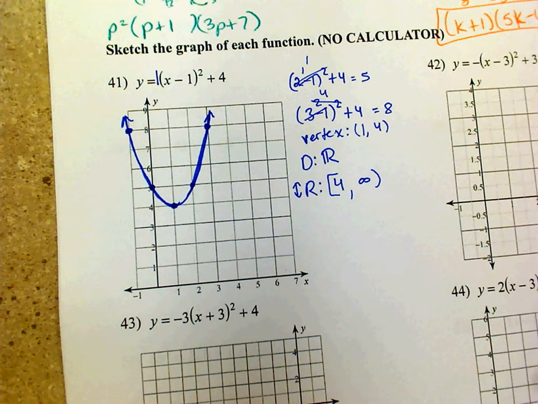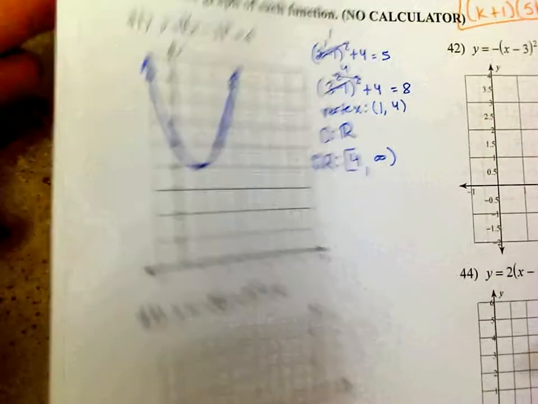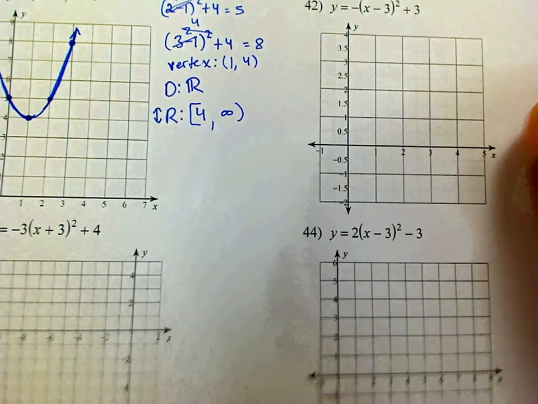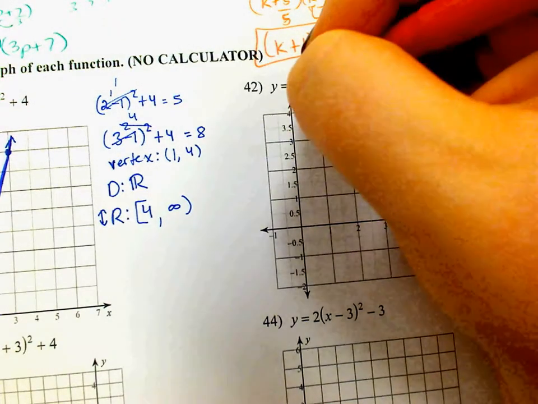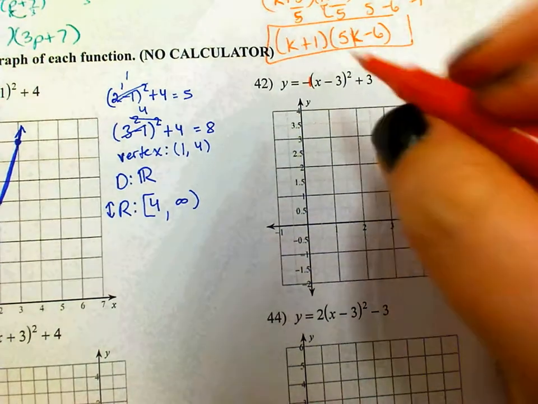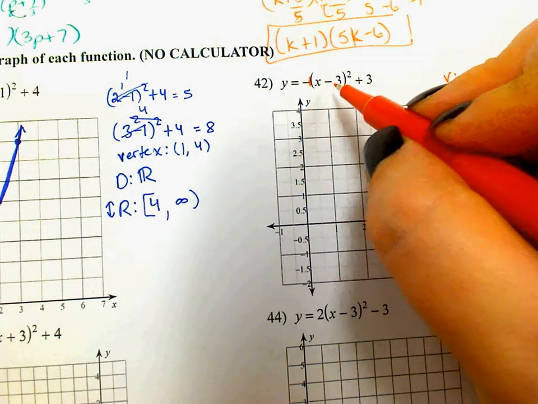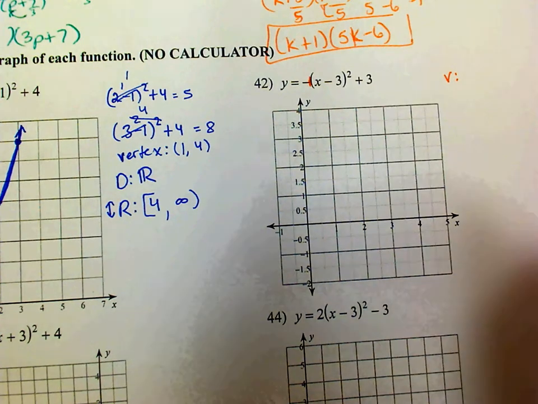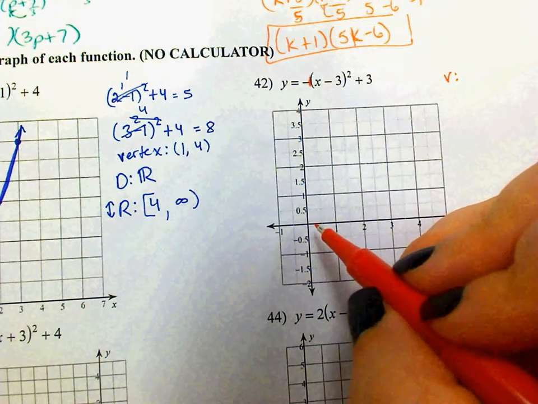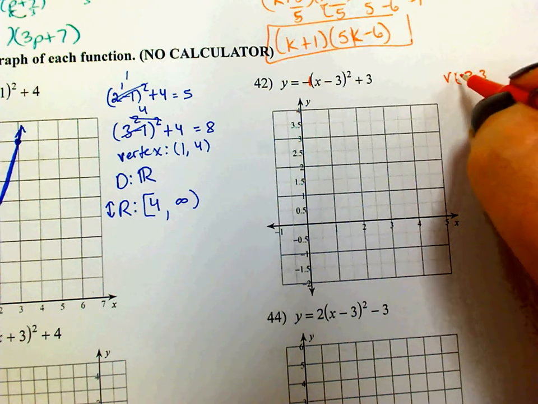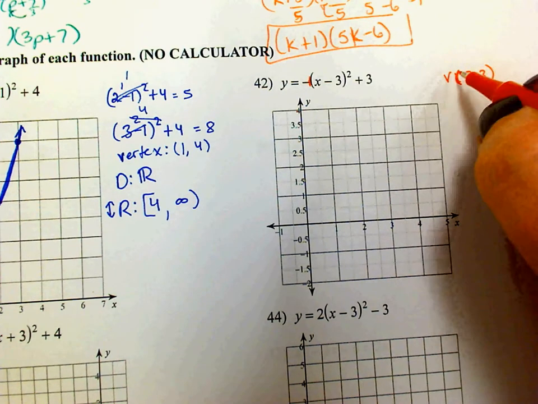Okay. On 42. If you look at 42, we got a negative in the front. Let's make that a negative 1. So I understood 1 there. But if I'm trying to find the vertex, then I remember it's the opposite on the inside. So if I go minus 3, then it means to the right 3. And then plus 3 means go up 3. So 1, 2, 3, and then 3. So go 3 and up 3. Make sure you make note of the scale.